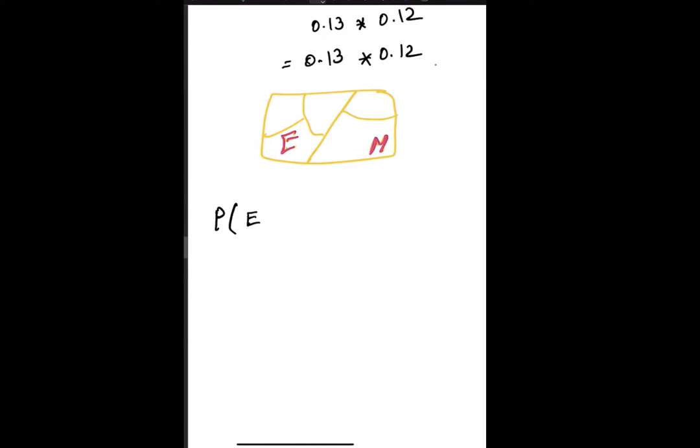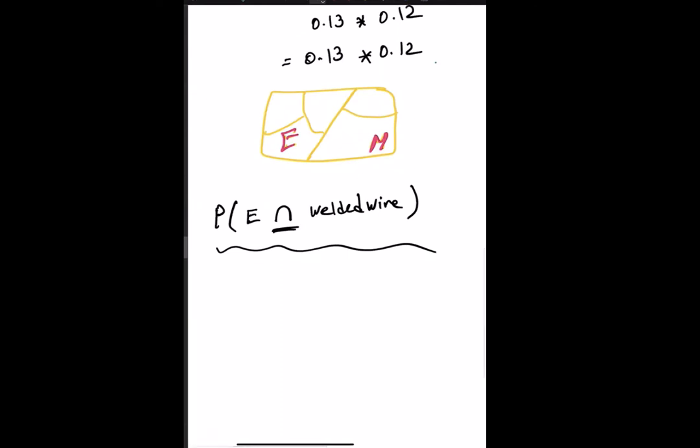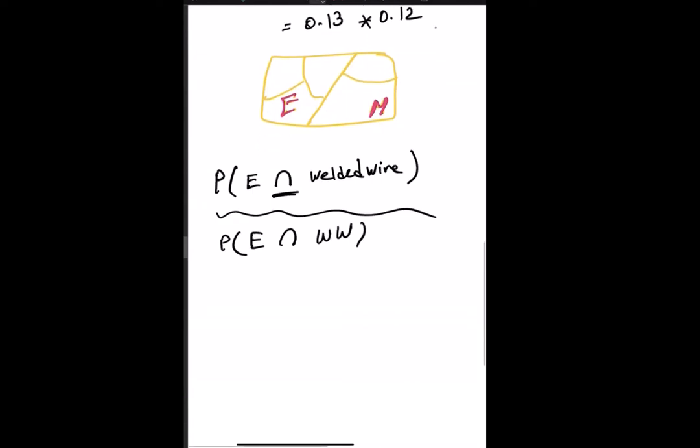Electrical intersection wire. Electrical and wire. Poorly welded wire. And this. Okay, so this is important that you read the problem statement and you can write it based on the probability terms. So this is the probability that the error is electrical and related to poorly welded wires. Okay, how do I write this?